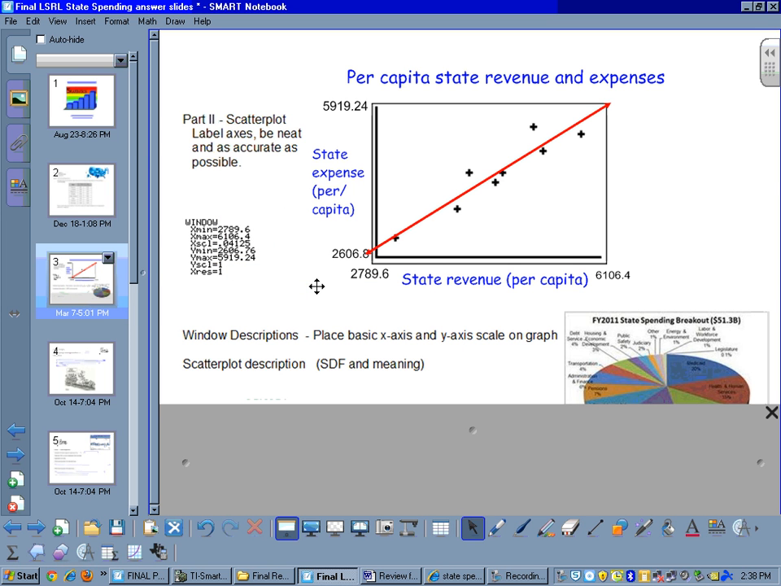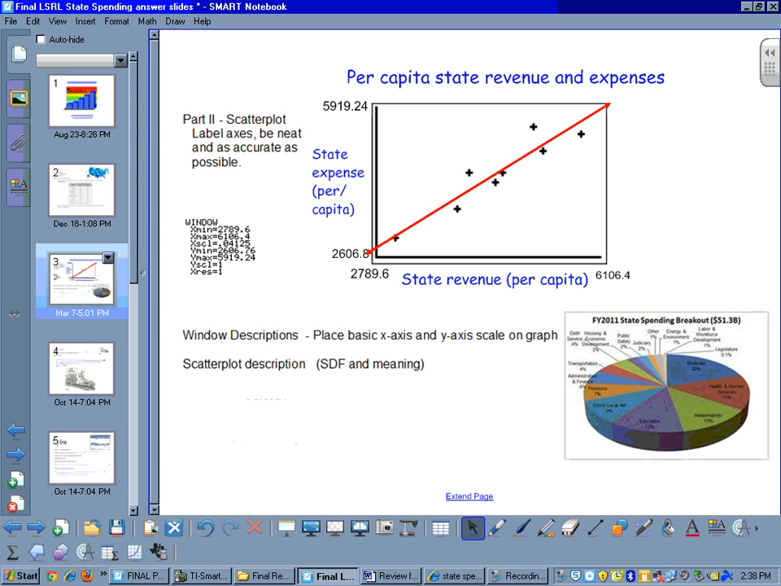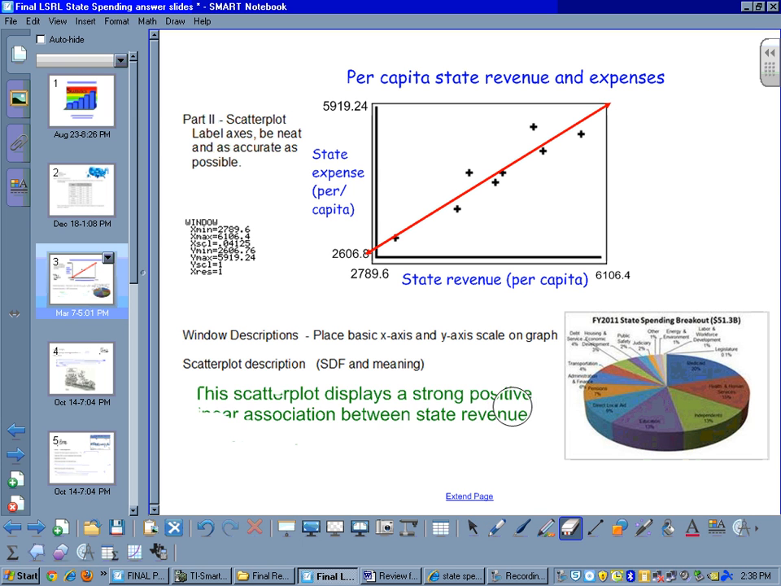All right, first thing is to interpret the scatter plot. This scatter plot appears to have quite a strong positive linear association between the state revenue and the state expenses. And that is seen because there is no curving and most of the dots are pretty close to the regression line, even though technically that should not be in our picture yet.